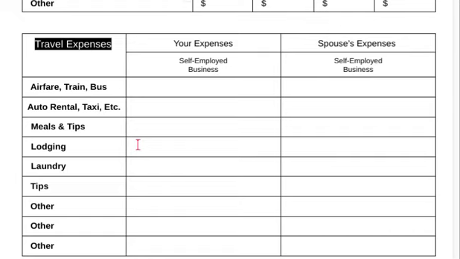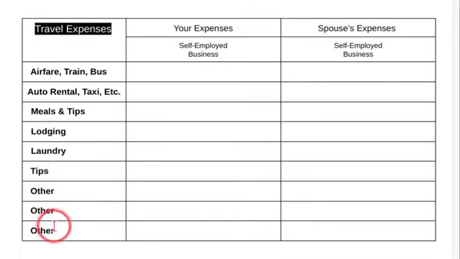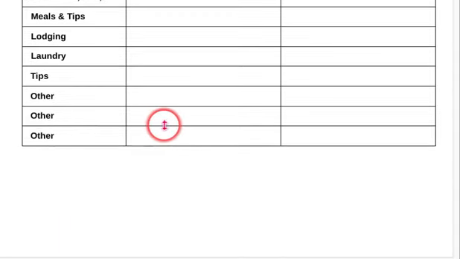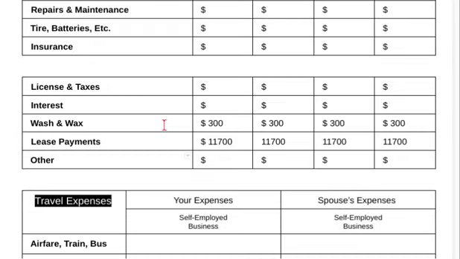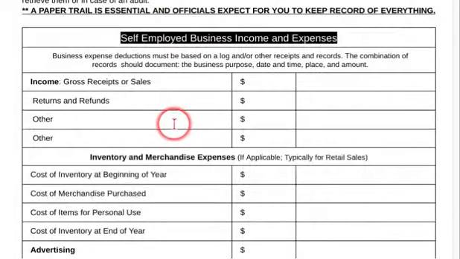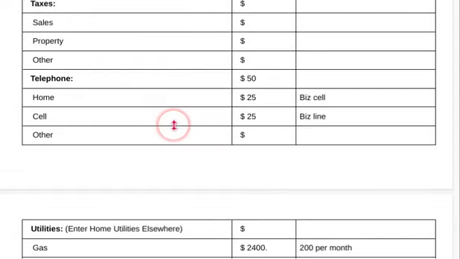Meals and tips, lodging, any laundry, dry cleaning, right? Tips, okay? Anything that you had to buy pertaining to this business trip, just add it in. Make sure you're being descriptive. Put the amount. And that's it. That completes your entire tax organizer, because that gives you all of the most commonly used expenses.